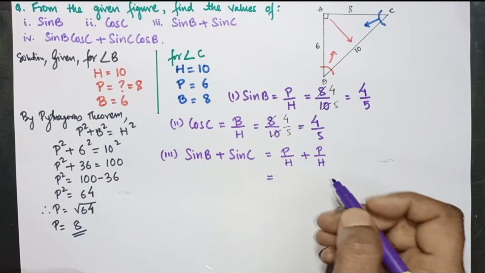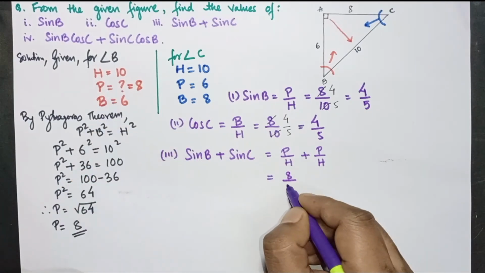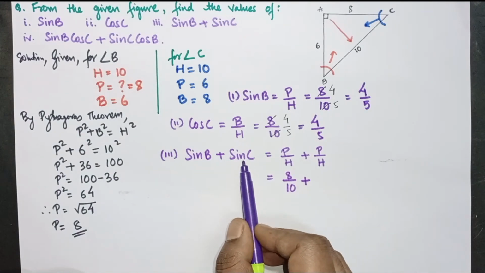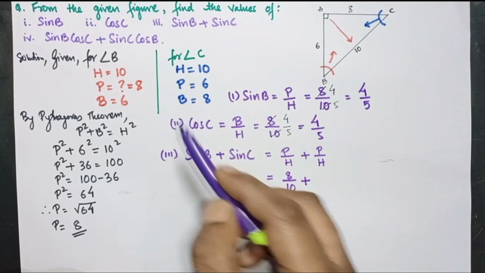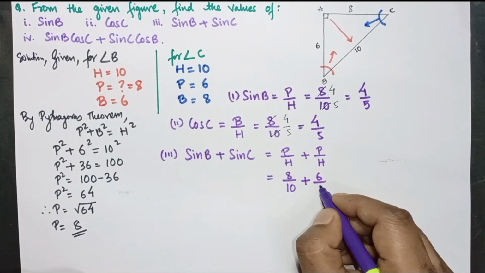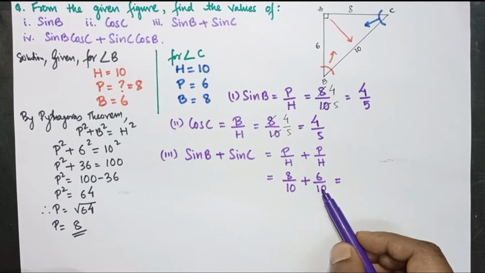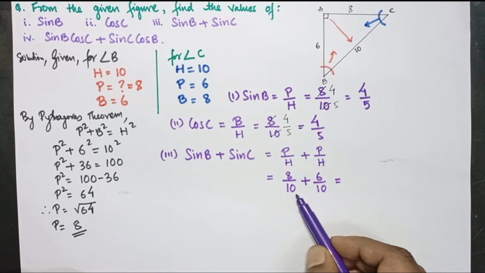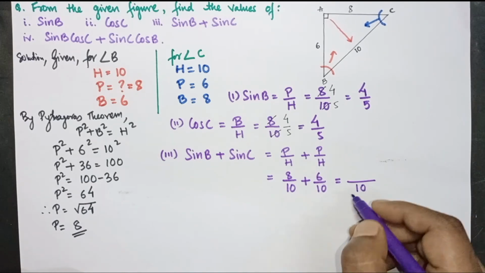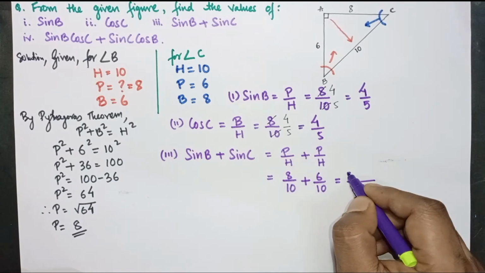So P is how much? P is my 8 and H is how much? H is my 10. Okay, plus now what do you have here? Sine C. C means we'll use this value. So perpendicular is my 6 and hypotenuse is my 10. Okay, you don't cancel this. Why? Because 10 and 10 are there, so the LCM will be 10 only, so it will be easy for you. So this will be 10, you divide this 10 by 10, I get 1, 1 into 8, it will be 8.